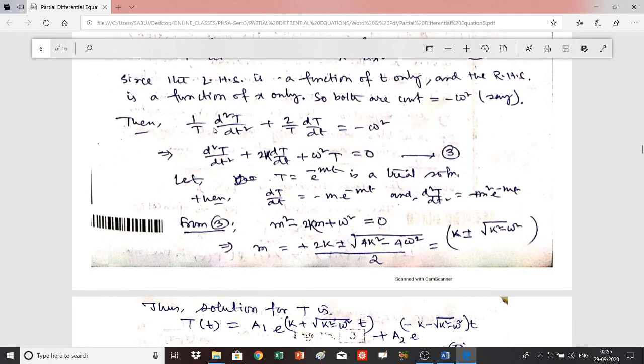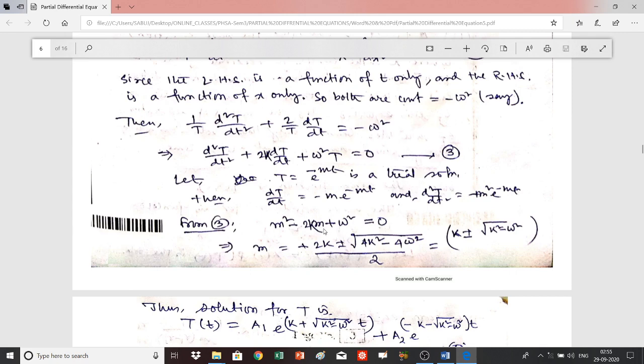One is 1 by T d2T by dt square plus 2k by T dT by dt is equal to minus omega square, and that can be written as d2T by dt square plus 2k dT by dt plus omega square T is equal to 0. To solve this equation, you can take T is equal to e to the power minus mt as the trial solution. Then dT by dt is equal to this, and d2T by dt square is equal to plus m square e to the power minus mt. Now substitute these values, then this will give you m square minus 2km plus omega square is equal to 0.